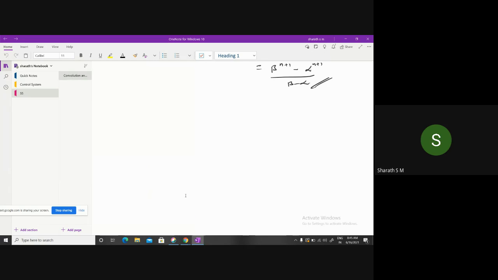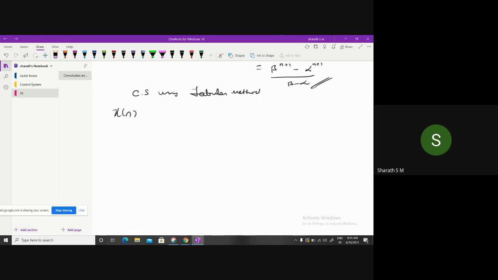Yes, sir. Another question. Find the convolution sum using the tabular method. x of n equals u of n minus 2 minus u of n minus 7, and h of n equals u of n minus u of n minus 10.